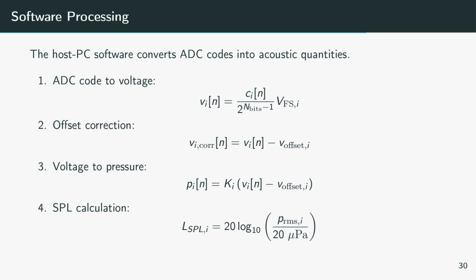After that, the corrected voltage is converted into pressure. This is done using the calibration coefficient Ki. This coefficient includes the sensor sensitivity, the analog gain, and the individual calibration of each channel. Finally, the software calculates the sound pressure level, or SPL, using the RMS pressure over the standard reference pressure of 20 micropascals. So, in summary, this software chain transforms raw digital samples into calibrated acoustic quantities.